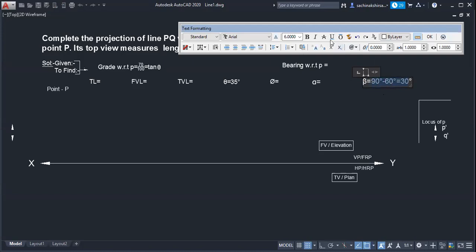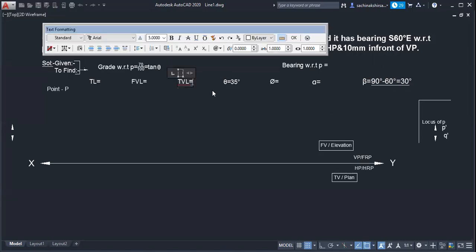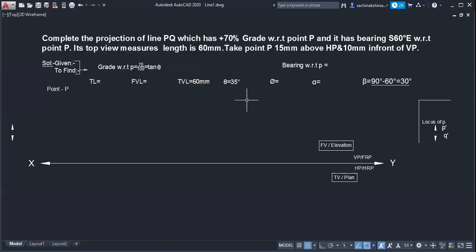Theta is given, beta is given. What else is given? Top view measures length, TVL. Same TVL problem, 60 mm. These will be the given things.